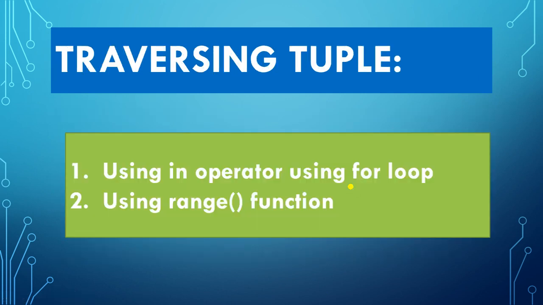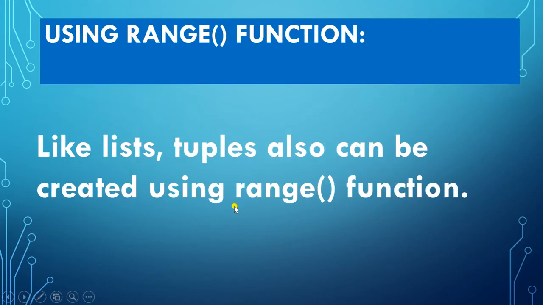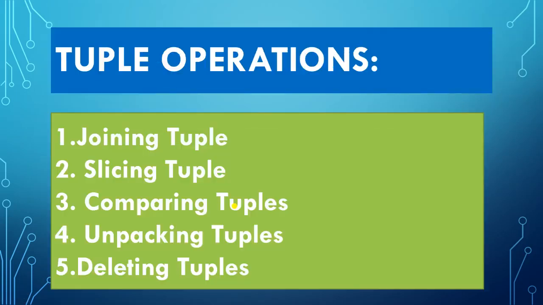Now, traversing a tuple. You can access the tuple elements by using the in operator, using a for loop, and by the range function. The in operator is used with a for loop that iterates over each element of a tuple in sequence. Like lists, tuples also can be created using the range function.